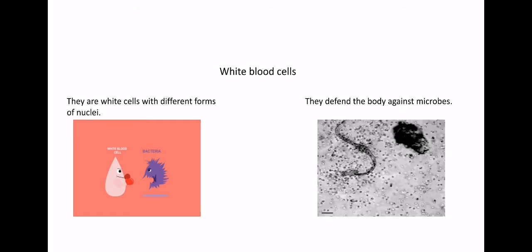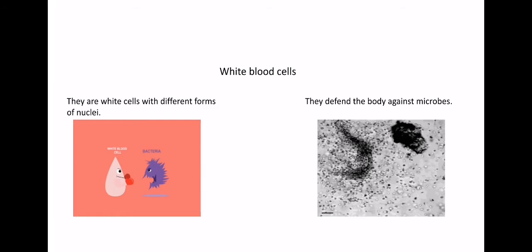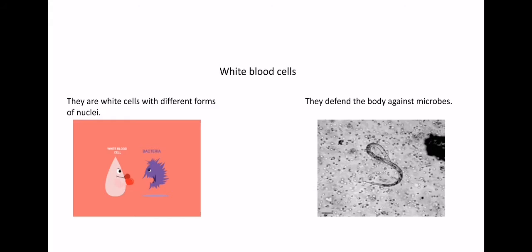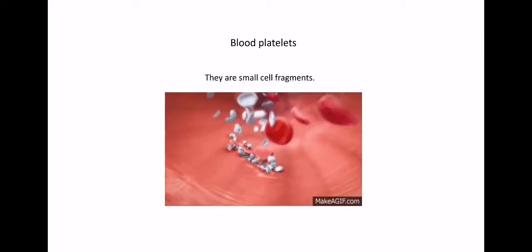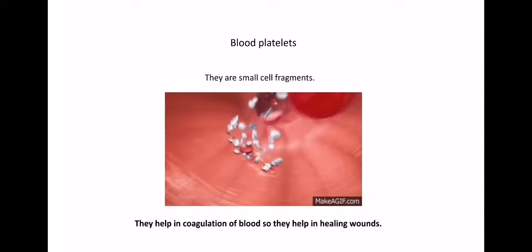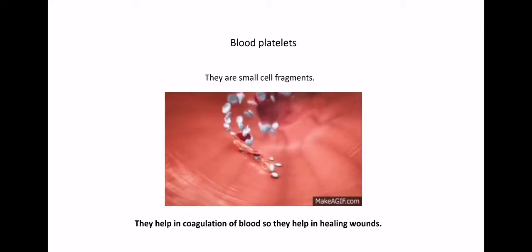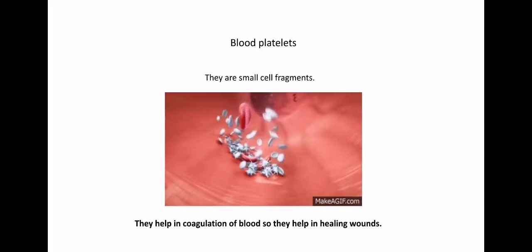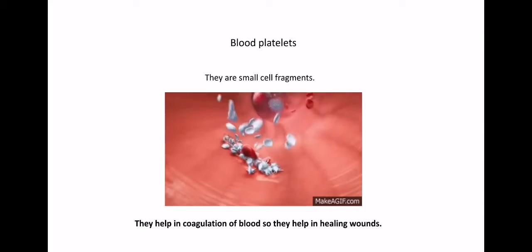As we see here in the picture, when the body is attacked with microbes, they defend the body against them. Blood platelets are small cell fragments, and they help in coagulating of blood, so they help in healing wounds. When the body is wounded, the blood platelets coagulate the blood, so they help in healing wounds.